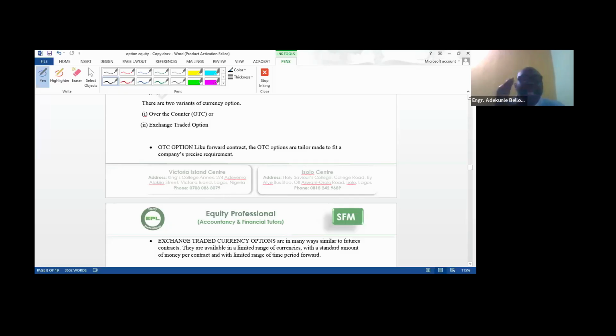With a standardized amount of money per contract. The contract is standardized and with a limited range of forward time periods.